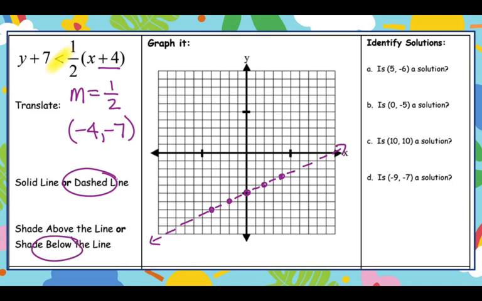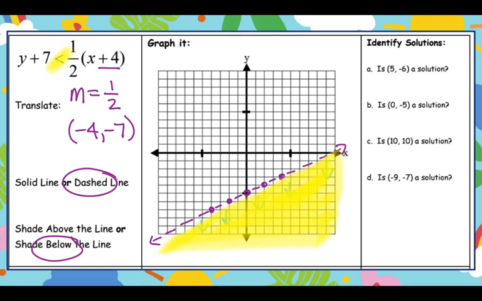And if I look back at my inequality, it is a less than. Less than means I'm going to shade below. So I'm going to start with my line, and I want to shade everything that is underneath that. So going straight down, I'm going to go ahead and shade this area of my graph. And all of my solutions can be in that shaded area.